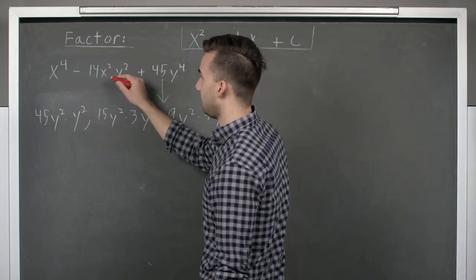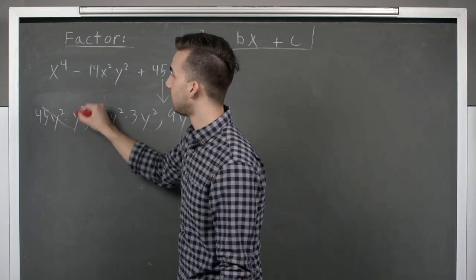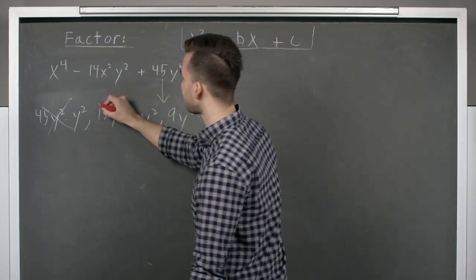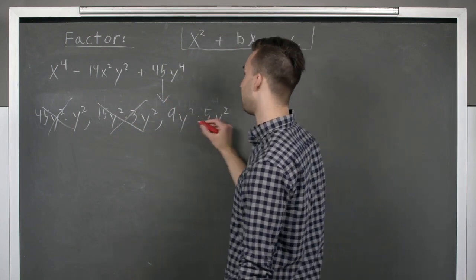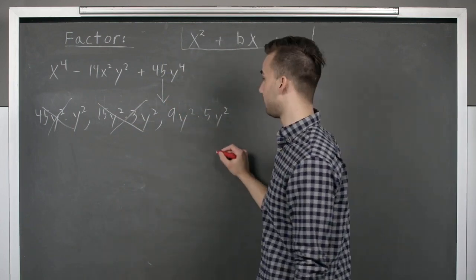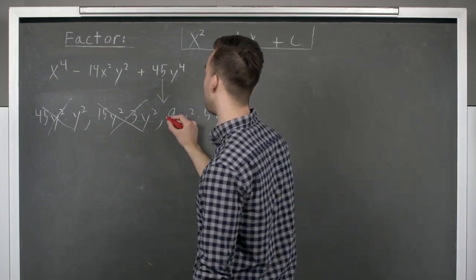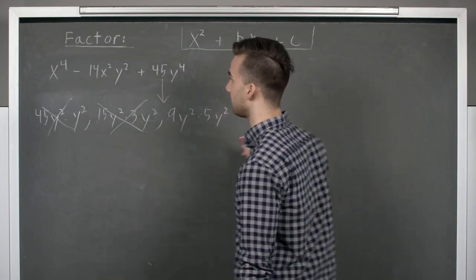What can add up to equal 14? Can 45 and 1? No. Can 15 and 3? Nope. Because that'll give us either 12 or 18. 9 and 5? Yes, because 9 plus 5 is 14, and negative 9, negative 5 gives us negative 14.